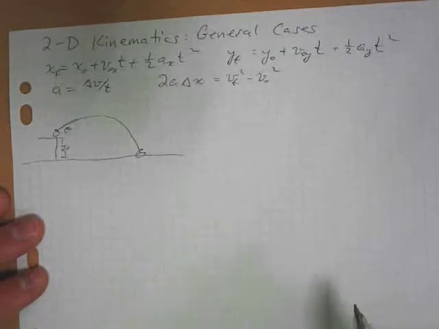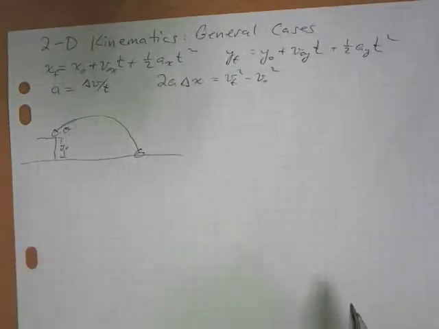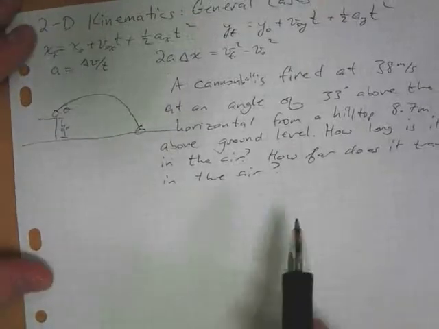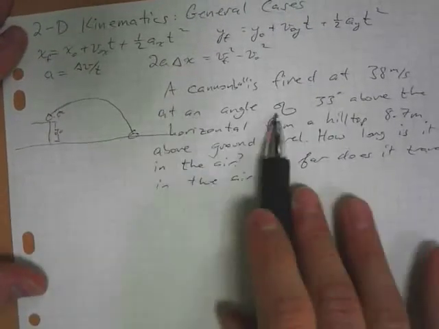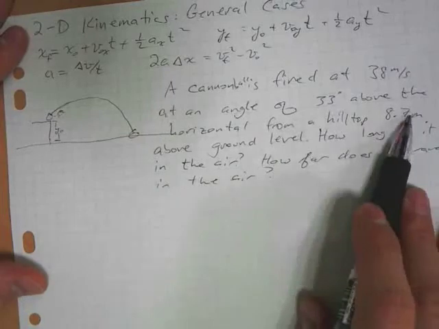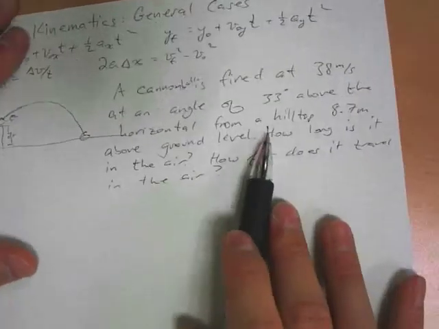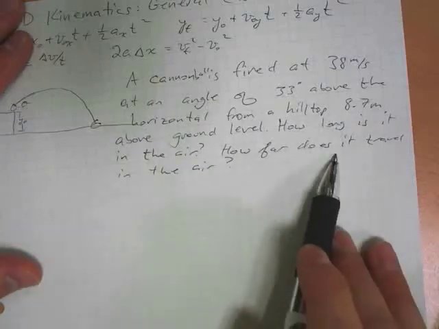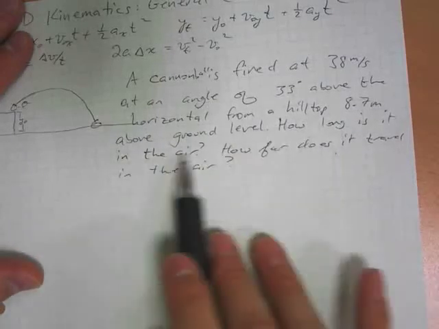All right. This is the most general case of projectile motion. Let's just take an example. Let's say that a cannonball is fired at 38 meters per second at an angle of 33 degrees above the horizontal from a hilltop 8.7 meters above ground level. So it starts out 8.7 meters higher than it lands. How long is it in the air? How far does it travel in the air? Now, these are the two questions we answered for our special cases as well.